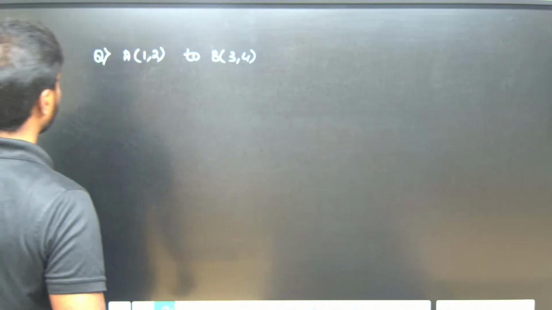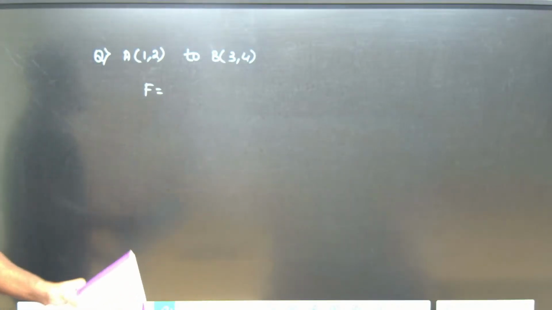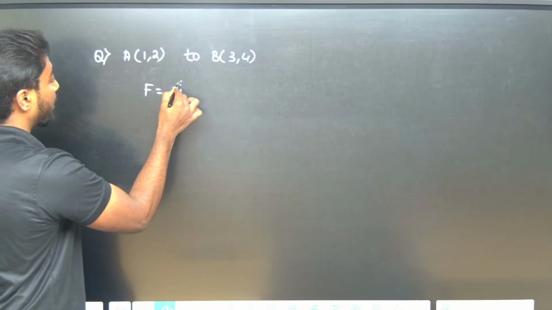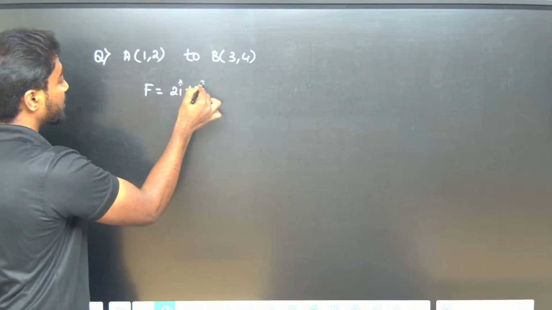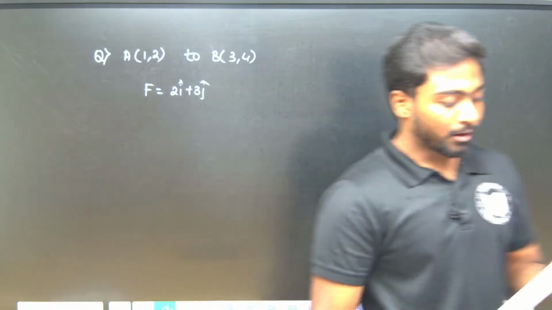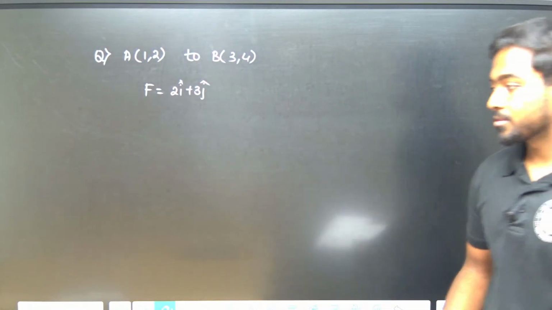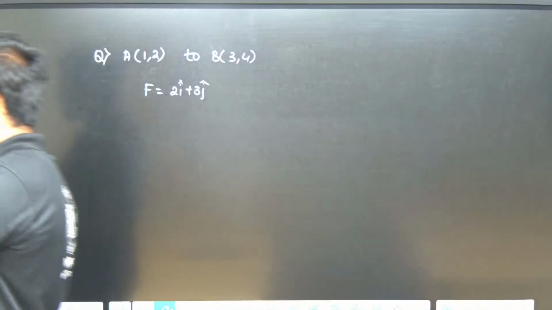Right, okay. So the force is 2i cap plus 3j cap. Find the work done by the force F to move the particle from point A to B. So this is the question.